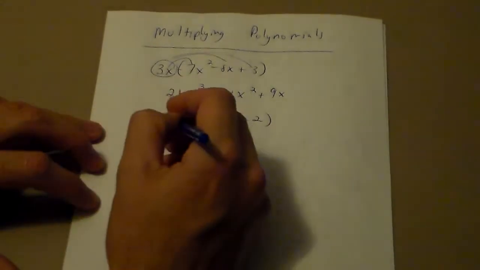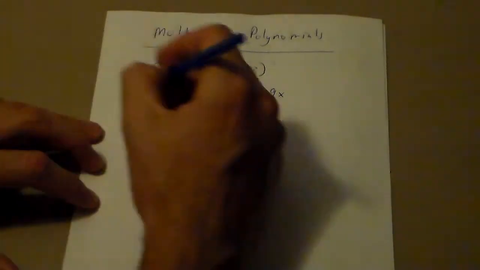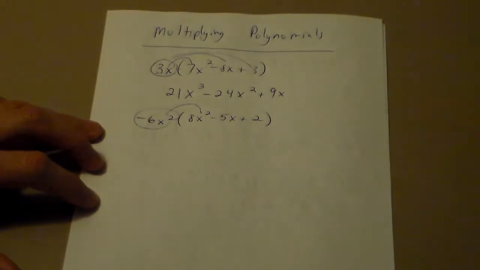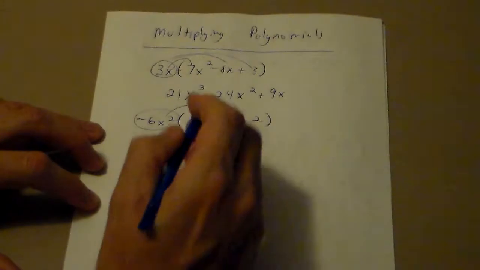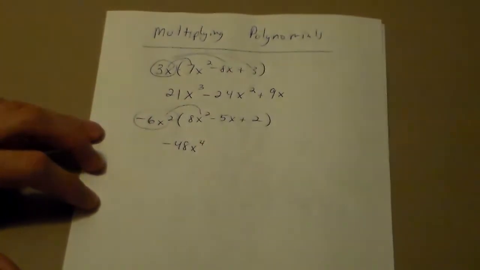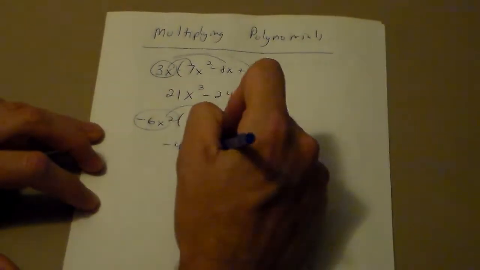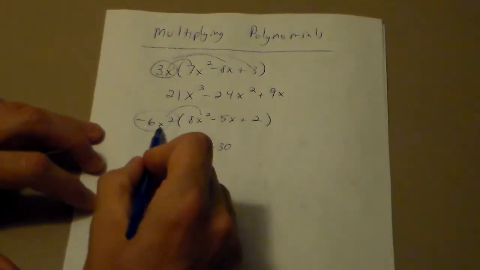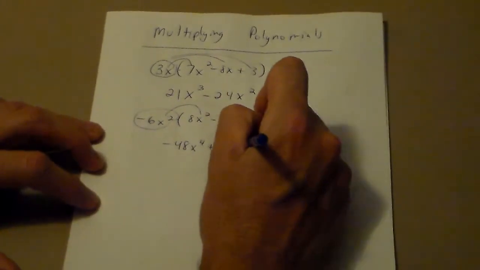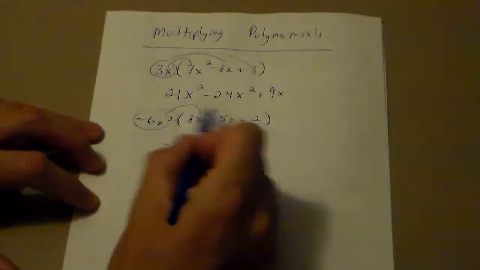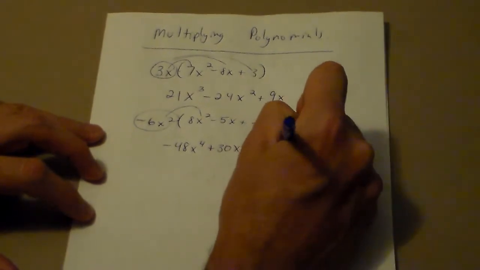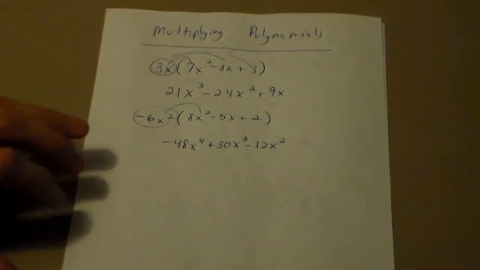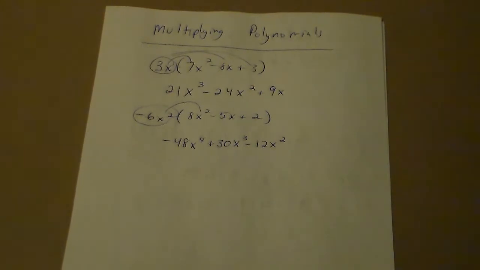Okay, this one here, we're multiplying everything by negative 6x squared. So negative 6x squared times 8x squared. Negative 6 times 8 is negative 48. X squared times x squared is x to the 4th. Negative 6 times negative 5 is going to be a positive 30. X squared times x is x cubed. And then negative 6 times 2 is negative 12 times x squared. Negative 12x squared. Okay, so that's how you take a monomial and multiply times a polynomial.